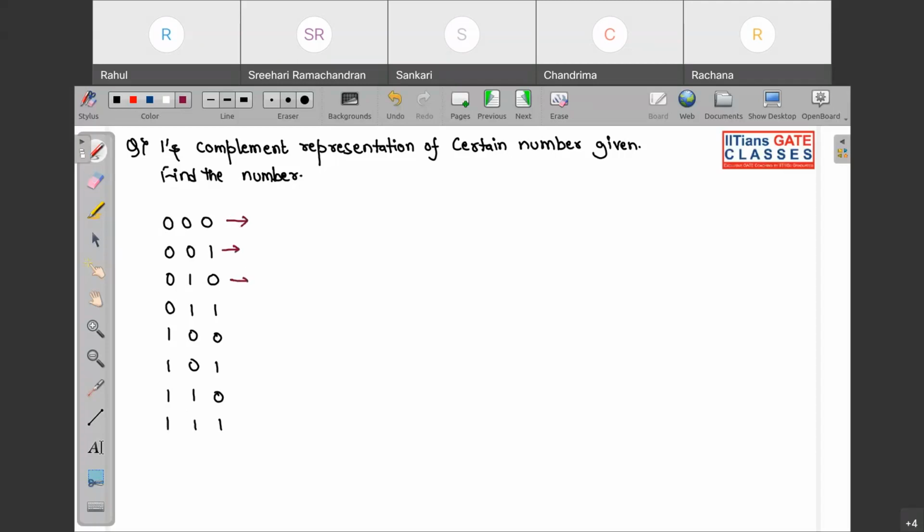Okay. Now I have given you a few numbers in 1's complement representation. Quickly write down what the numbers are. Then I need to make one conclusion.